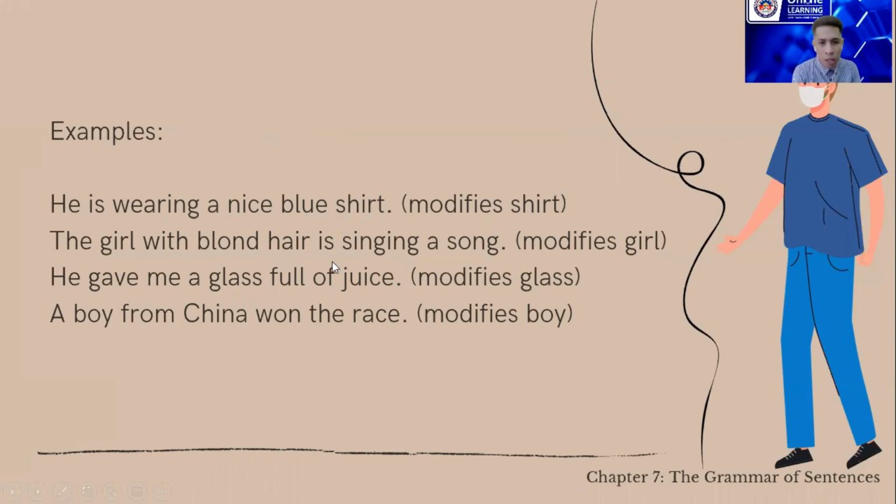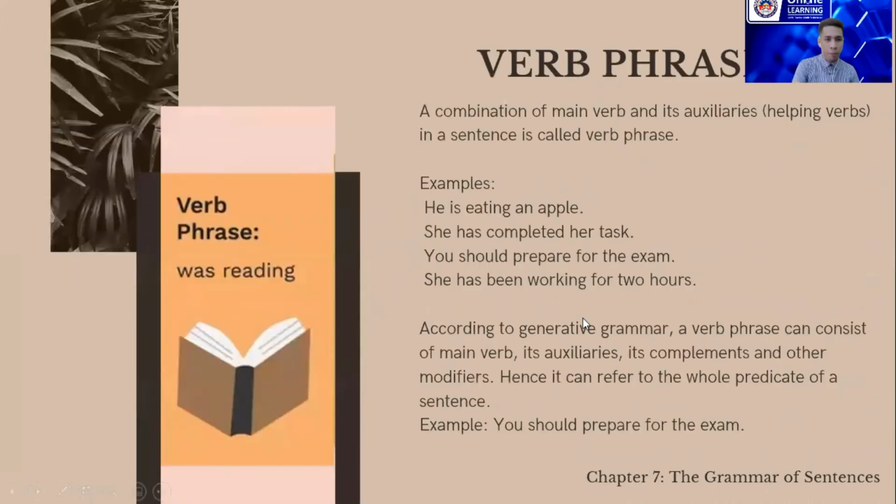So the girl with blonde hair is singing a song. So it modifies the girl with the blonde hair. This one is our adjective phrase, girl with blonde hair. He gave me a glass of full juice. It modifies the glass, a glass of full juice. A boy from China won the race. So from China, that modifies the boy.